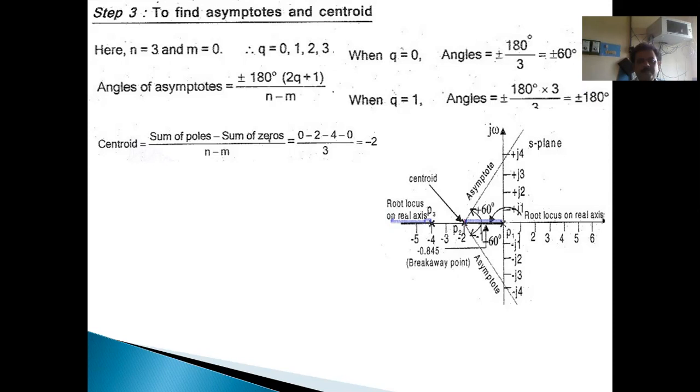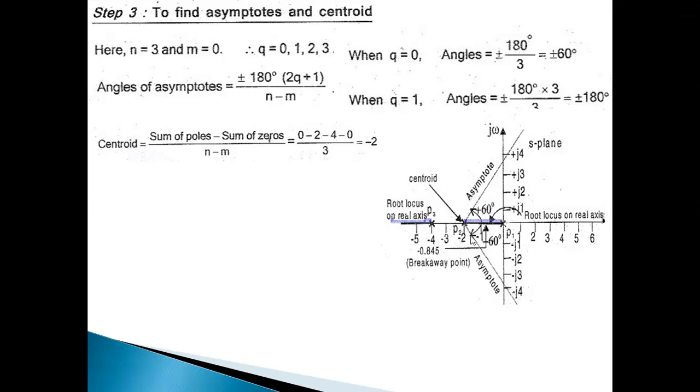Okay, simply we have to draw at -2 using a protractor. We can draw these asymptotes, since the centroid and asymptotes are known. So this is about the centroid and asymptotes. Next, we have to determine whether a root locus breakaway point is available or not.